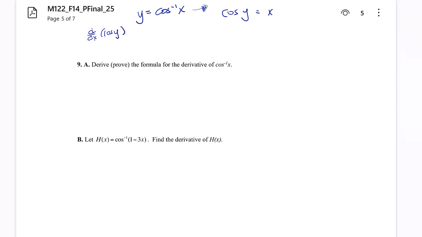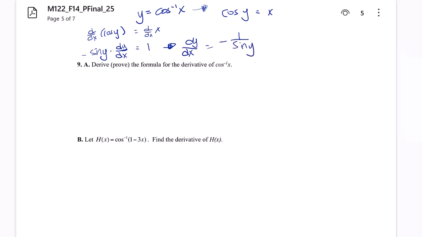This is an implicit differentiation situation. We did this when we derived the formulas for the inverse trig functions. Derivative of cosine is negative sine. Slap it with a dy/dx because it is implicit. That's equal to 1. So the thing we're looking for is dy/dx, the derivative of y with respect to x. Okay, so dy/dx is equal to negative 1 over sine y.